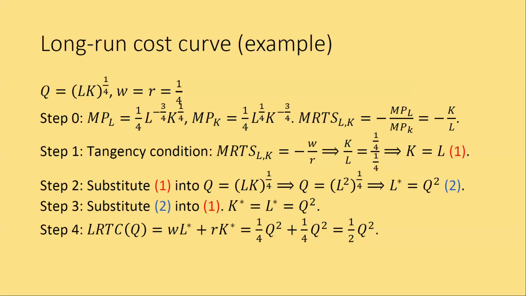We see that this function is, first of all, increasing in Q. As Q becomes larger, Q squared becomes larger, and the long run total cost becomes larger. And secondly, if we substitute Q equals 0 into this function, we see that the function takes the value of 0 when Q equals 0. So those two must be satisfied for our long run total cost functions. And as long as we did our derivation correctly, those two will be satisfied.